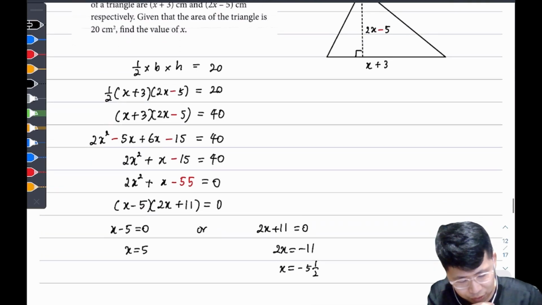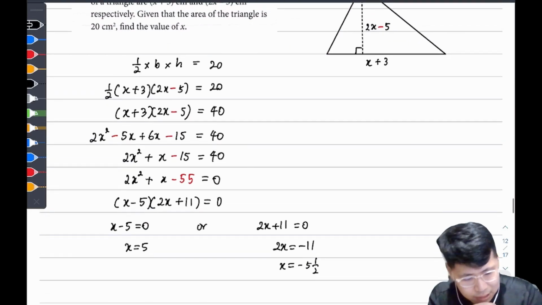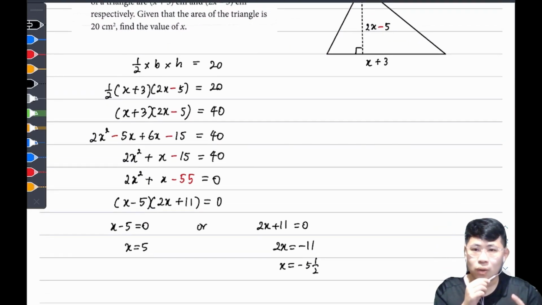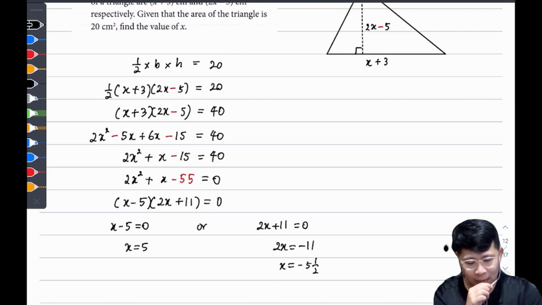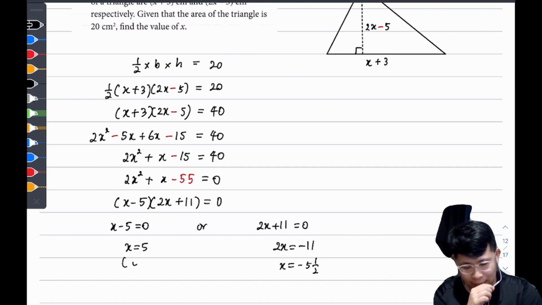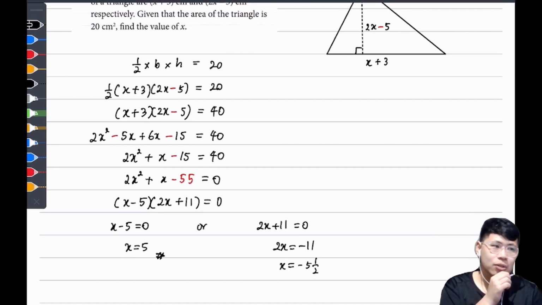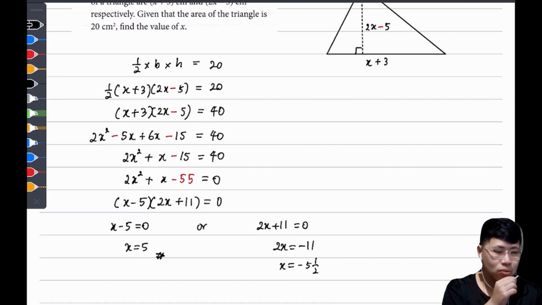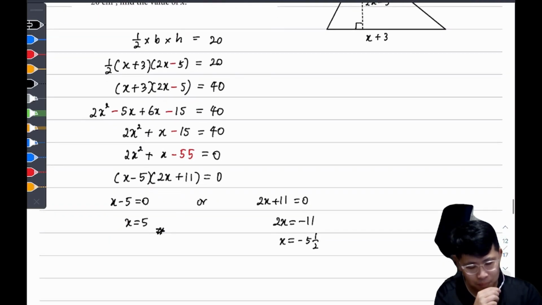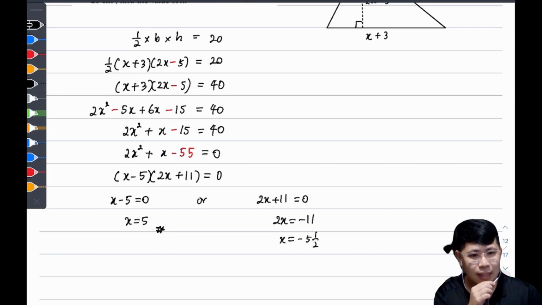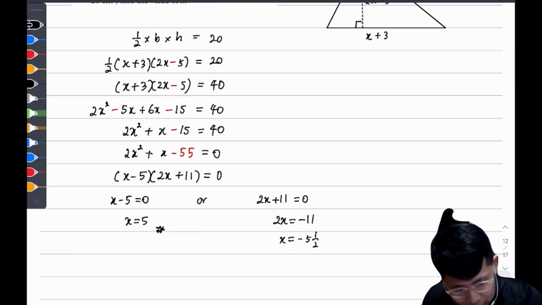Correct? 5.5. Now the thing is, let's take a look. Which one do we reject? Right? So x equals to 5, this one we can confirm. So this confirms our answer. Now, the other one, x equals to negative 5 over 2. Okay. So let's see. Oh wait, sorry. Let me backtrack a bit.